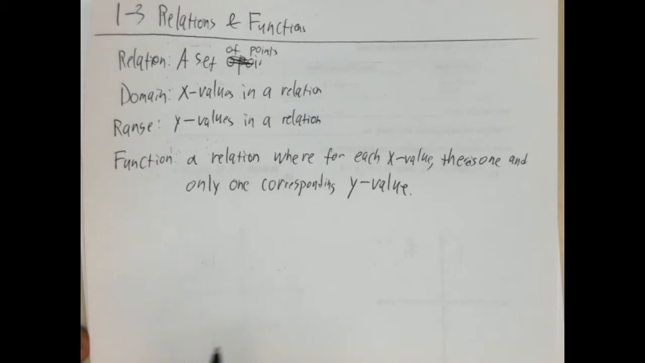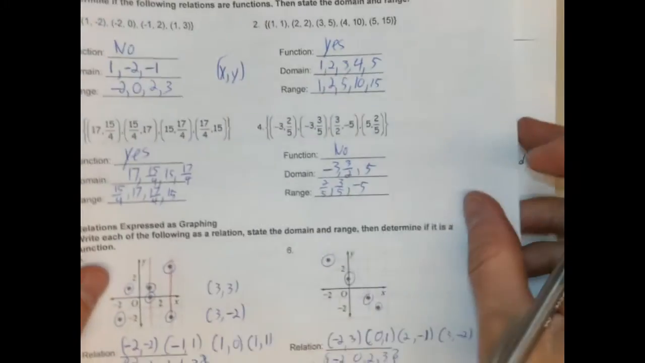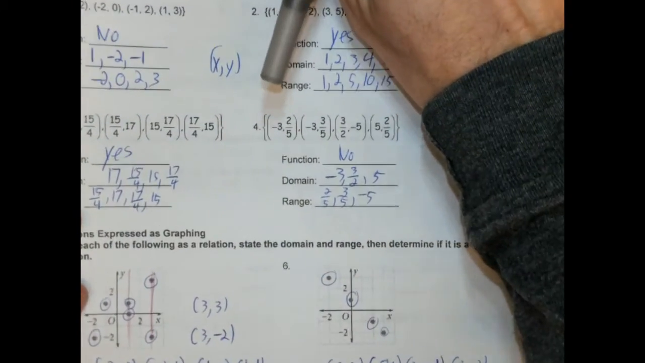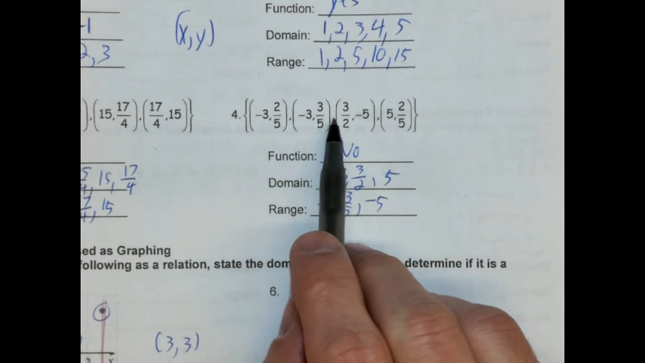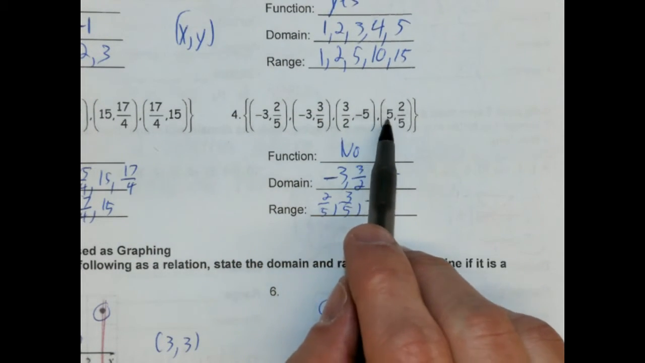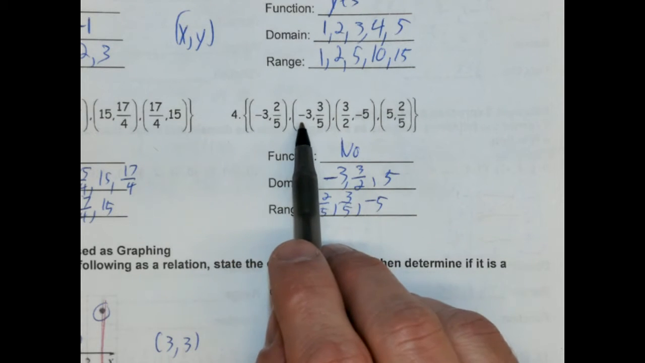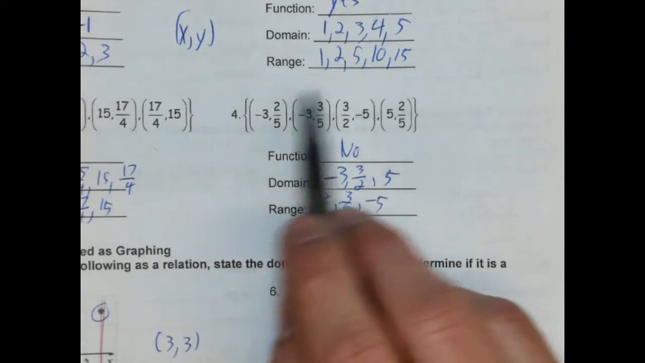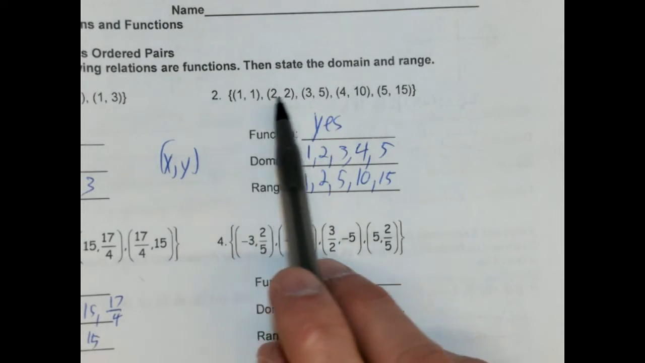So if you were to look at a series of points, for example, let's look at this one right here. This is the x value, y value, x value, y value, x value, y value, x value, y value. You'll notice that these two coordinates both have -3 as their x value. Therefore, this relation would not be a function because they have the same x value. Whereas this one would be a function because none of the x values repeat.